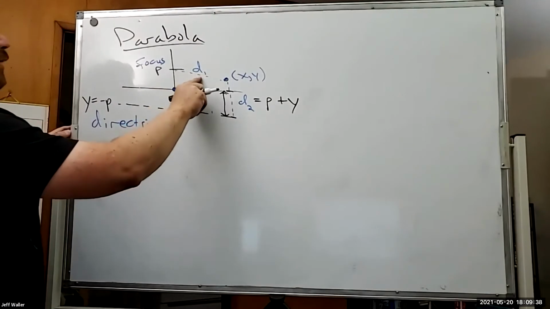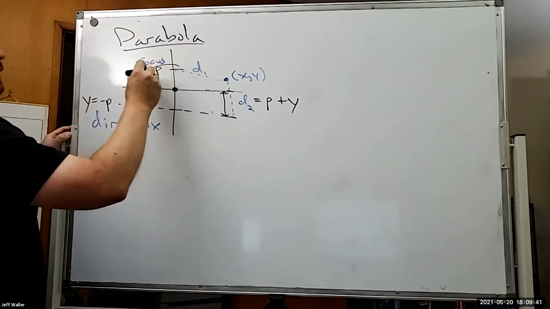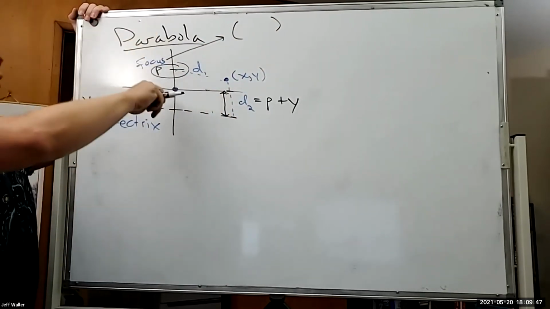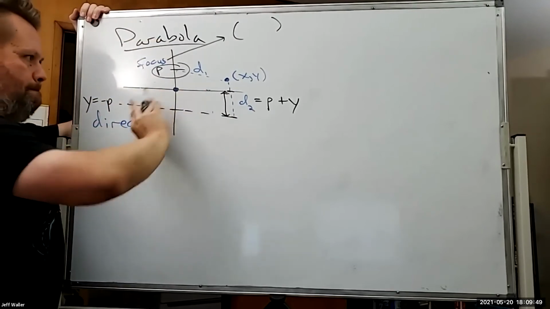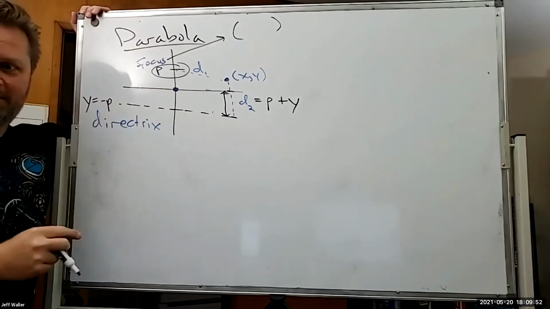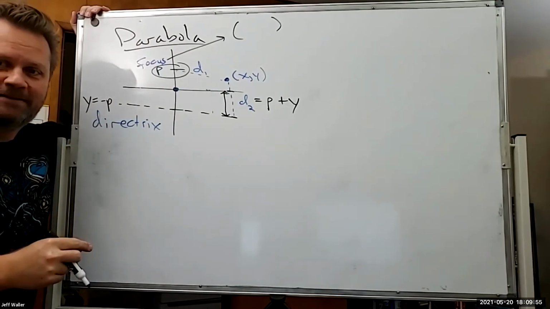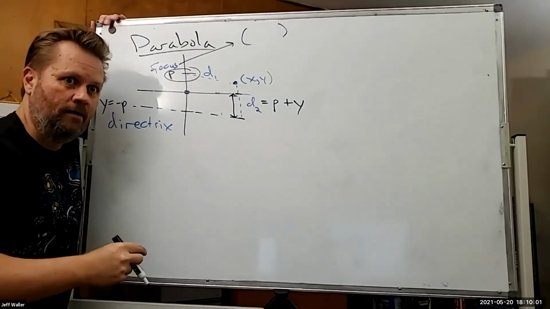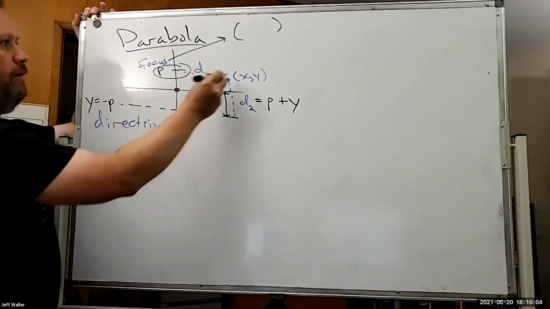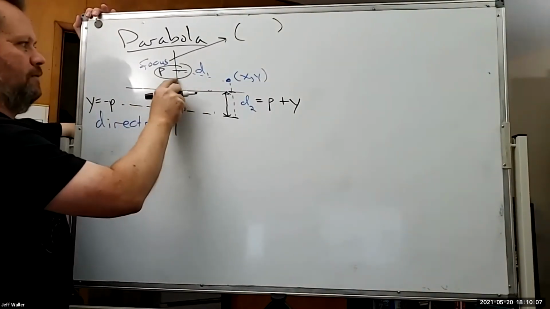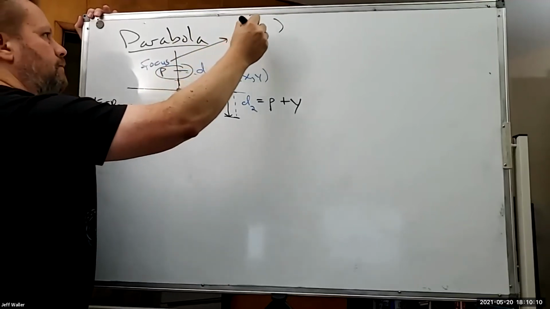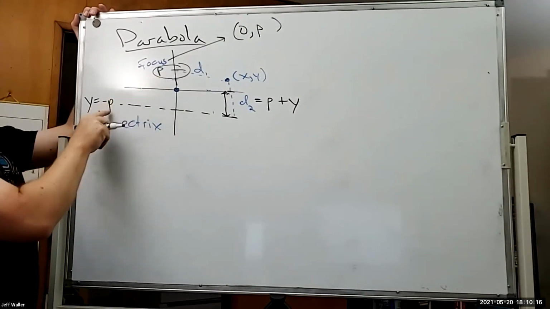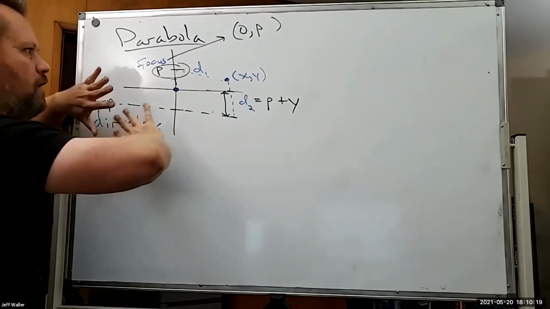What is D1? What point is the focus? What point is that? Zero Y? No, 0Y would be here. 0P. 0P, kick ass. So this P thing controls everything. Do you see that? This little P dude controls everything.